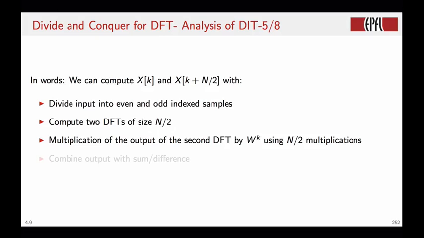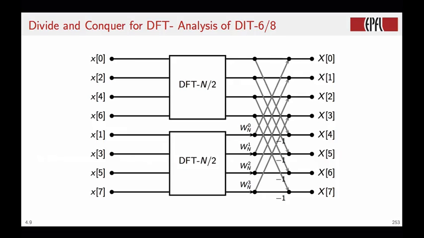Multiplication of the output of the second DFT by W^k will cost us n over 2 multiplications. Then we combine the output with the sum and difference, that's what we have just seen on the last slide. Graphically, let's show this specifically on a length 8 DFT. So the input is x0 to x7. We have here DFTs of size 4.